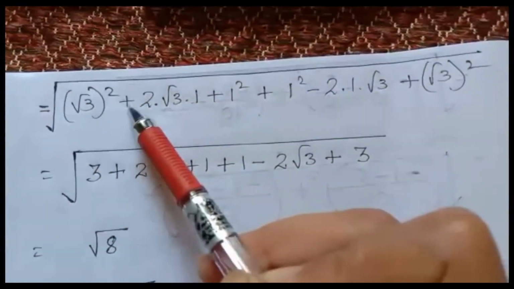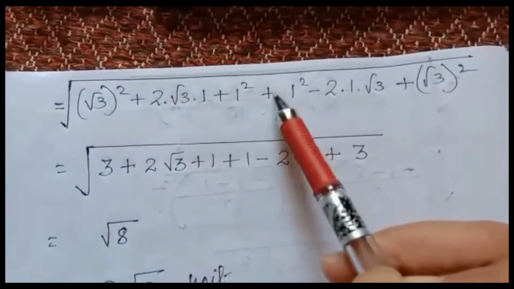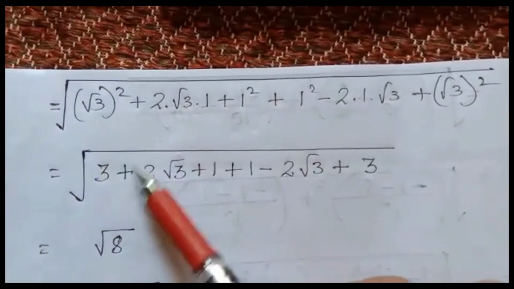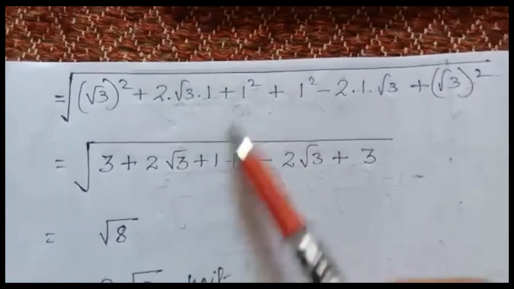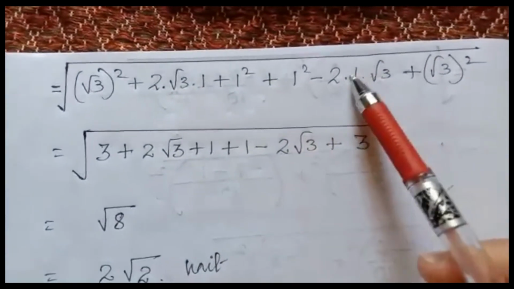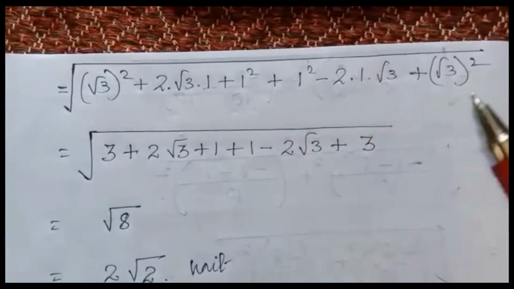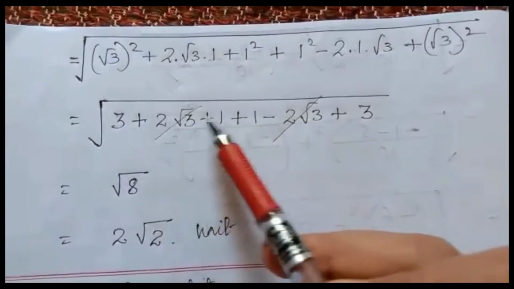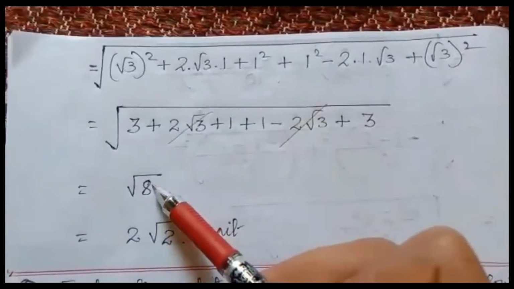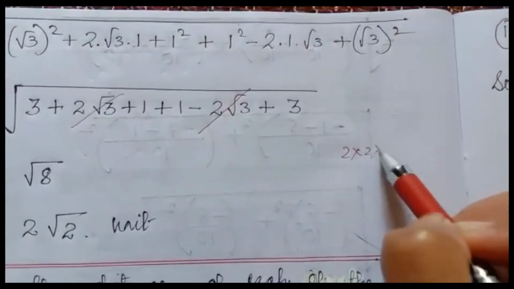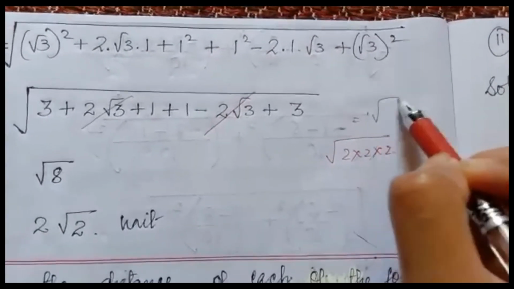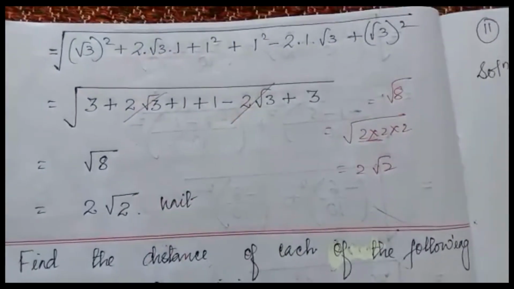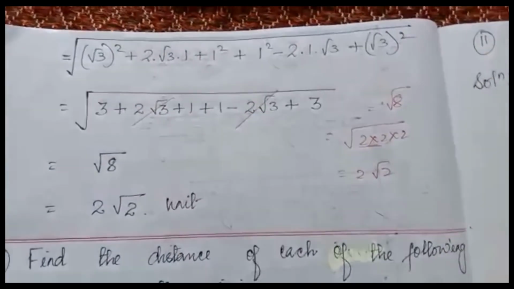So the formula is a square plus 2ab plus b square, first part, plus second part a square minus 2ab plus b square. Root 3 square is 3 plus 2 ones are 2. Root 3 plus 1 square is 1 plus 1 minus 2 ones are 2 root 3 plus root 3 square is 3. Now 2 root 3 cancel since they have opposite sign. 3 plus 1 is 4, plus 1 is 5, plus 3 is 8. Root 8. Now 8 is 2 into 2 into 2. Square root of 8. Now we can write 2 root 2. So in place of root 8 we will write 2 root 2 unit.